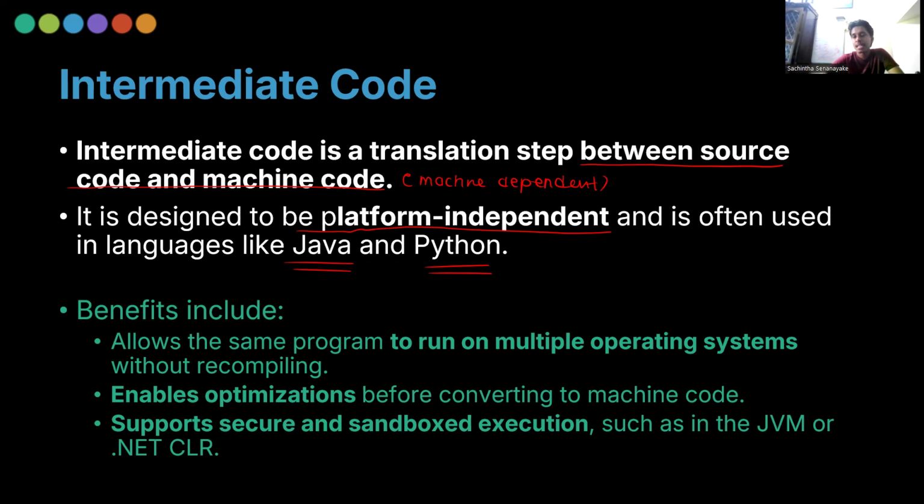So again, the reason why we have intermediate code is because we don't want to share our source code, and because machine code is inherently machine dependent.